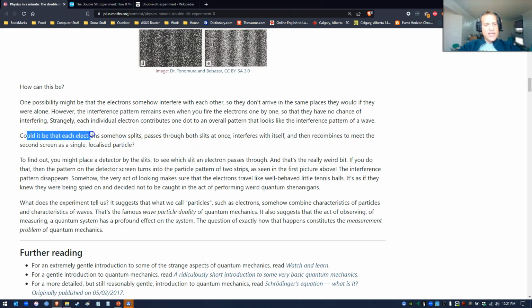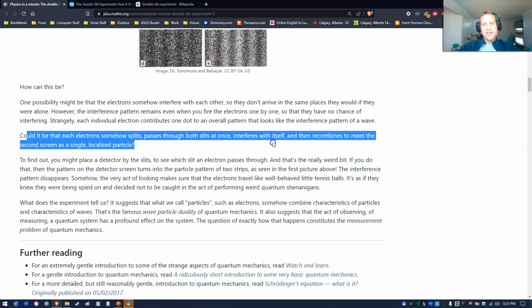Yeah, so then here, could it be that the electron somehow splits and passes through both at once and interferes with itself, then recombines to meet the screen as a single localized particle? Well, that would be crazy, right? How would it do that? How would a fundamental particle, which is a fundamental, indivisible unit, now magically split into two and go through the screen? Well, we have a much better explanation for that now, don't we?